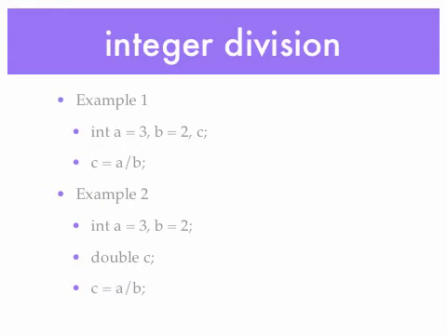Now there are a number of ways to get around this problem of integer division. The simplest might be to declare all of the variables to be of type double.